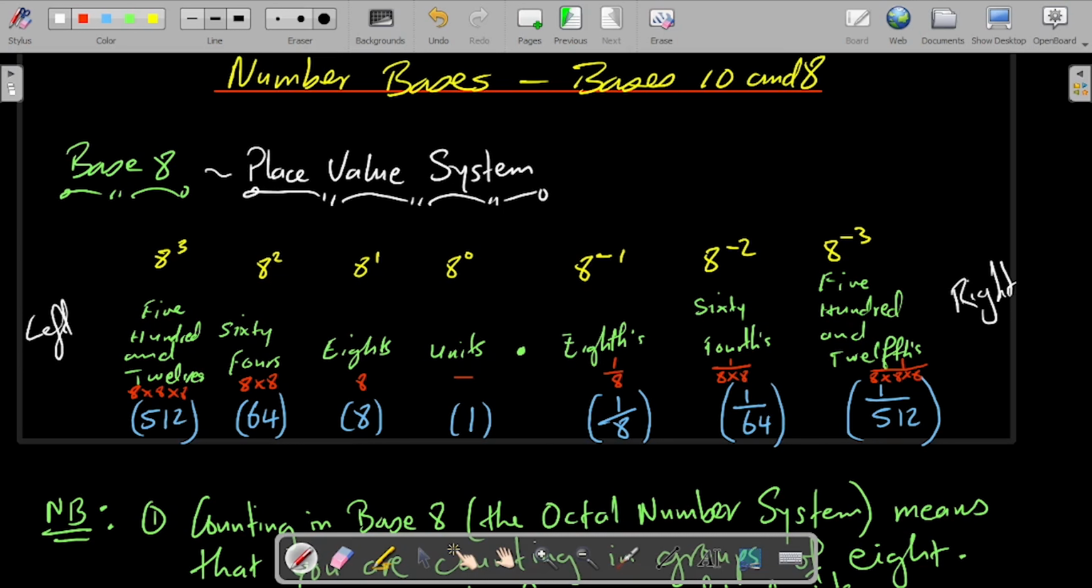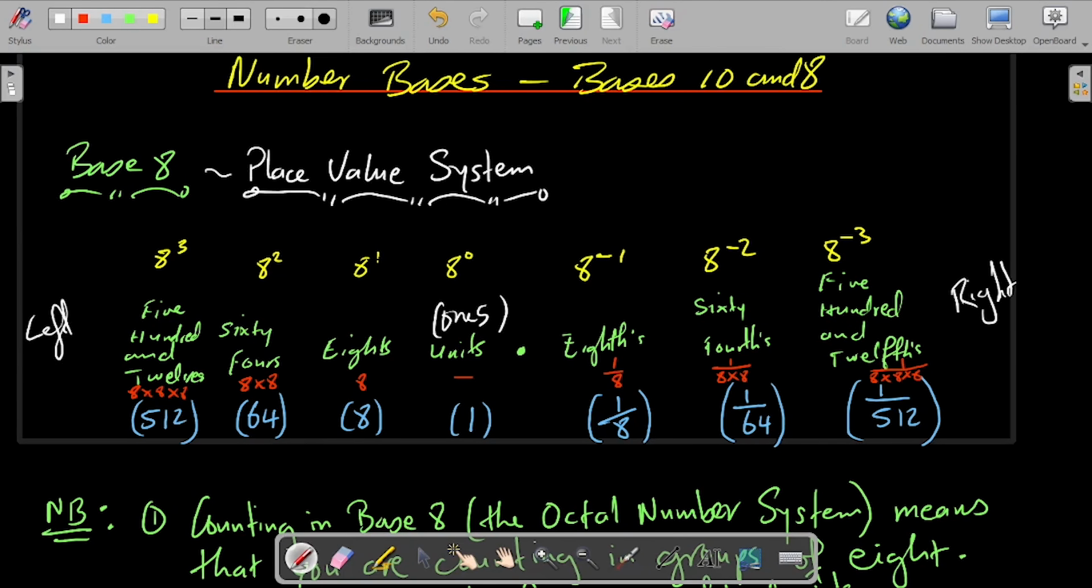Remember, when we were in base 10, we had 10 to the power of. Now we're in base 8, we have to have 8 to the power of. So 8 to the power of 0, right? Immediately to the left of the decimal point, we have 8 to the power of 0. And remember, any number raised to the power of 0 is 1. So 8 to the power of 0 corresponds to 1, which is the units place, right? The units place, or the ones place, is still called the ones place.